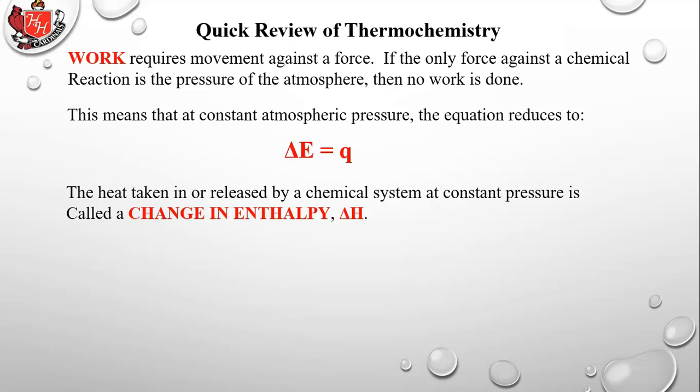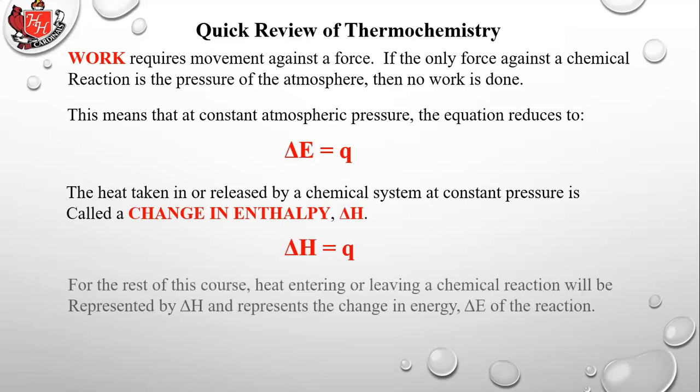The heat taken in or released by a chemical system at constant pressure is called change in enthalpy, and it's represented by the symbol delta H. So very simply put, delta H, change in enthalpy, means heat, Q. Sometimes Q is used, sometimes delta H is used, but they both mean the same thing. It's the heat going into or coming out of a chemical reaction.